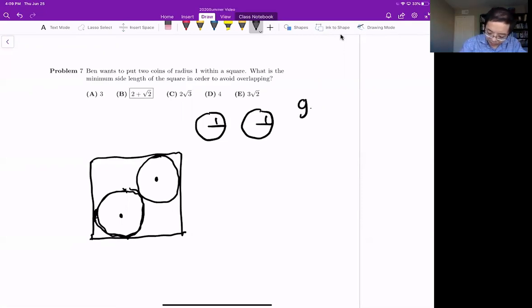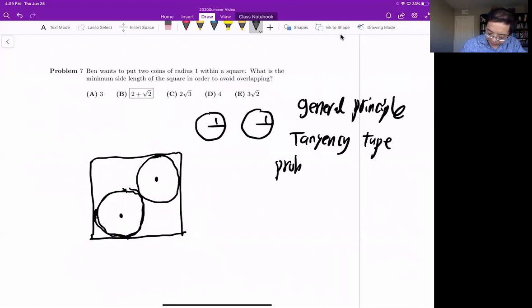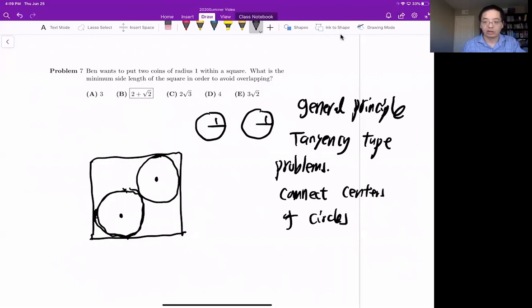So here is the general principle. When you have tangency type problems, you should connect centers of circles. Well, just draw some helping lines from the centers to the tangent points.